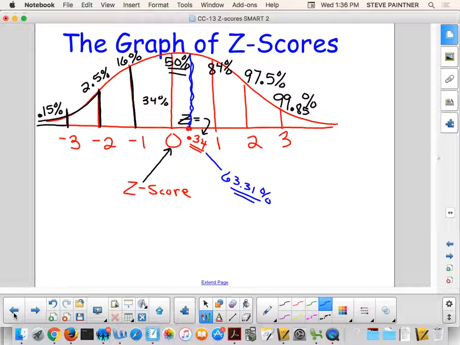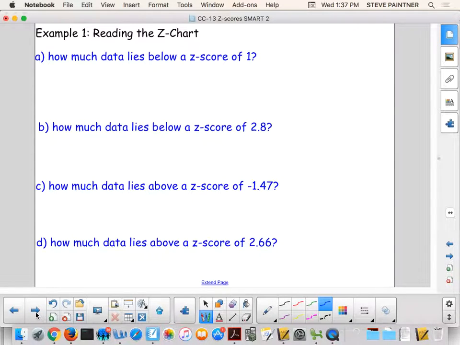Okay, do the first one in the next slide. You want to calculate how much data lies below a z-score of 1. Now, because it's positive, there's a positive z-score side and a negative z-score side. The positive z-score side is pretty obvious when you look at the bell curve. It's the side that's shaded above the average, where the other side is shaded below the average, or negative.